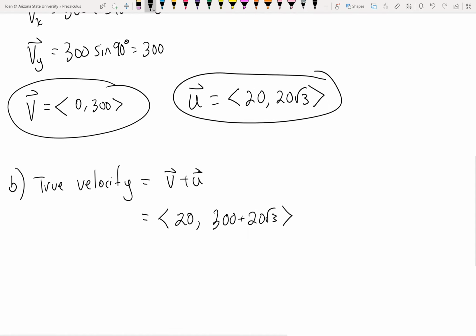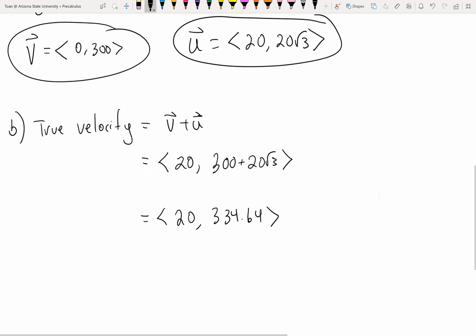Now, since it is a word problem, it's okay to get decimal approximations. So I'm going to break out my calculator, and we get 20, comma, 300 plus 20 rad 3, which is approximately 334.64. So that's the true velocity of the airplane.